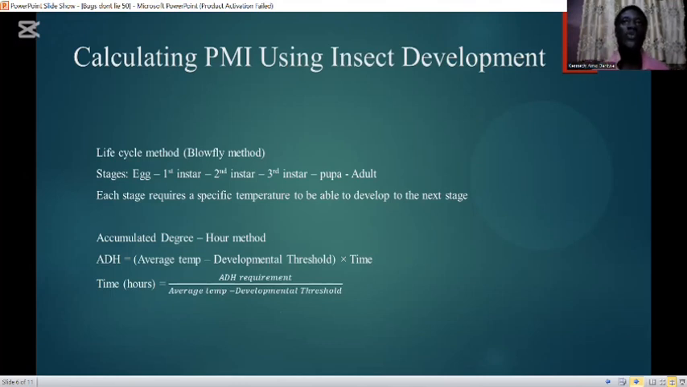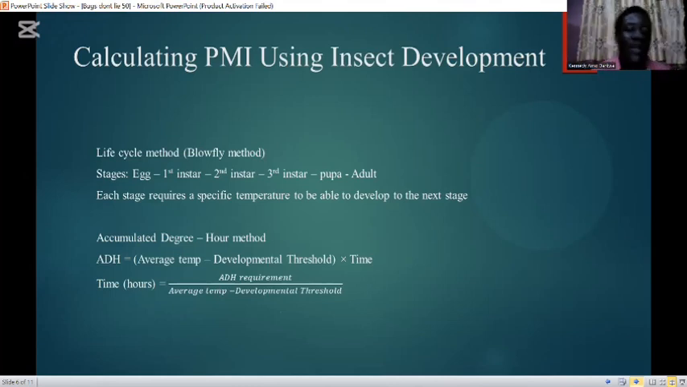So assuming you collected the insect and the insect is in the second instar, and according to the chart, it takes 3 days for an insect to move from the egg stage to the second instar stage. Then you can say that the person died 2 days ago. Yes, that's how the life cycle method works.